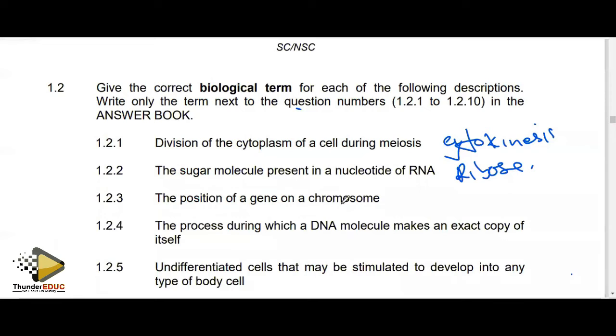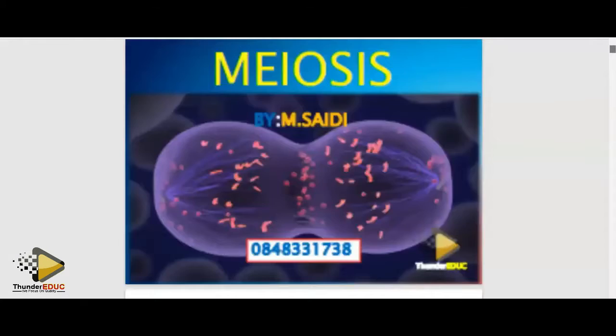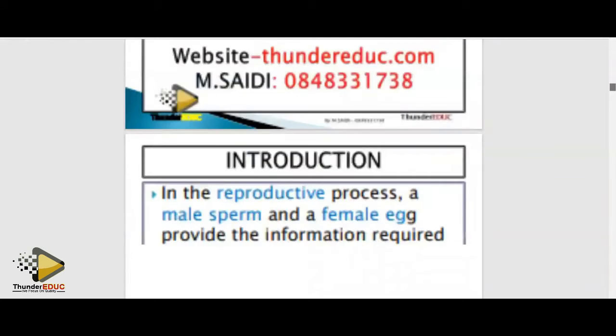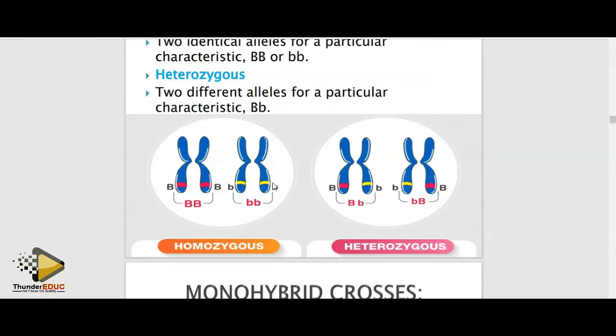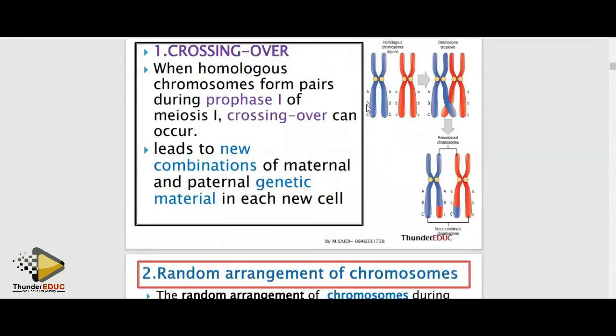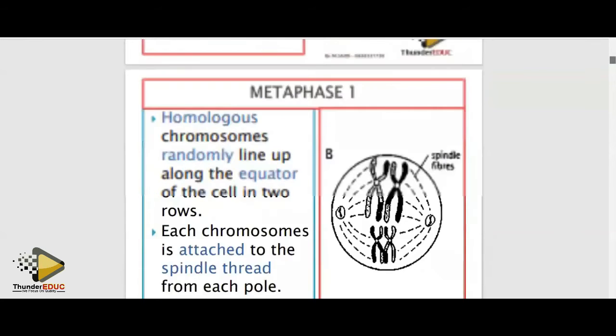The position of a gene on a chromosome is called the locus. If you go to our book, where do we find it? We'll find it at the beginning of genetics, the position of the gene on the chromosome. Basically, this is what we call the locus. Here you see these are positions of genes. Each individual position is called a locus, and if there are many, we call them loci.